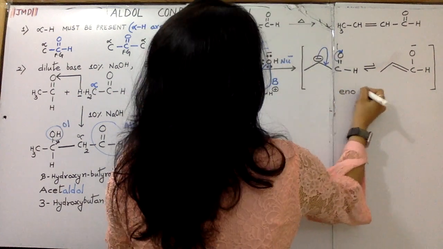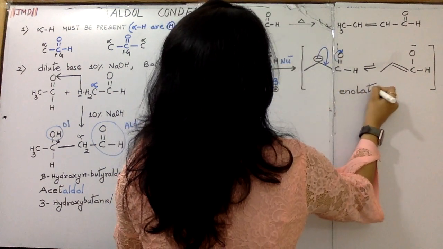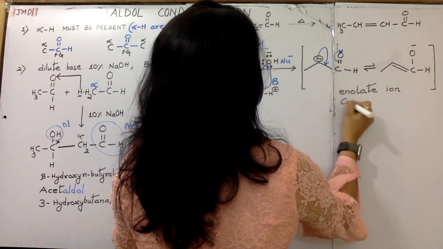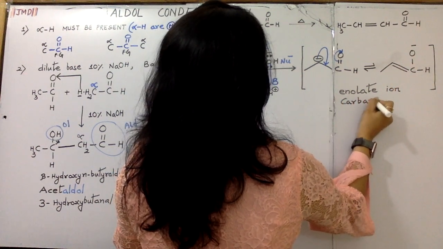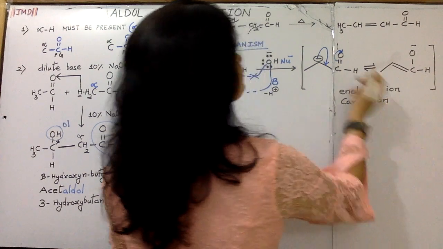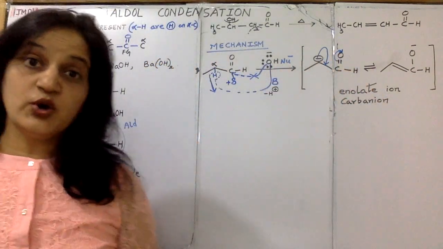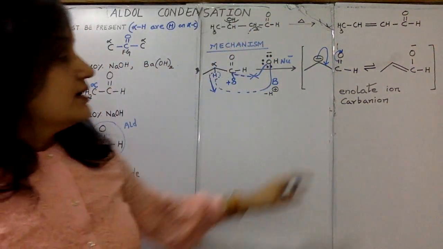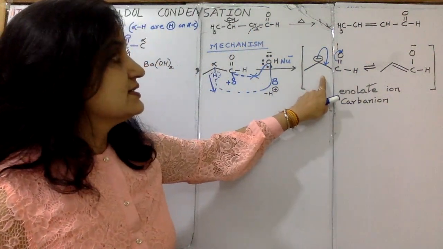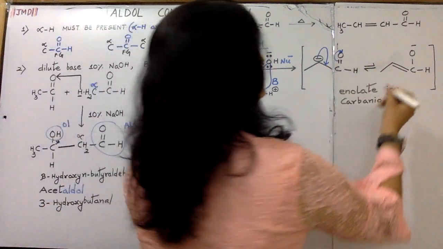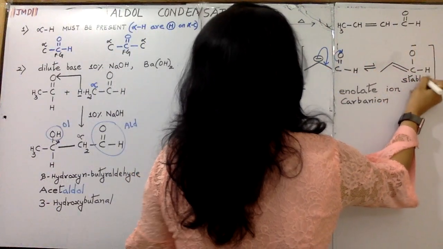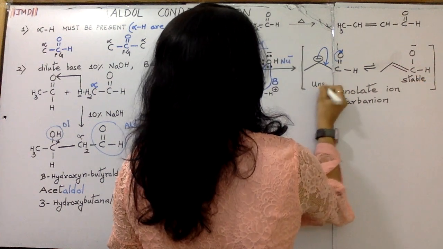This is an enolate ion. We did it in tautomerism also. We can also call it a carbanion. This is the aldehyde carbanion, propionaldehyde carbanion. Now, out of these two, this structure is more stable while this structure is unstable.